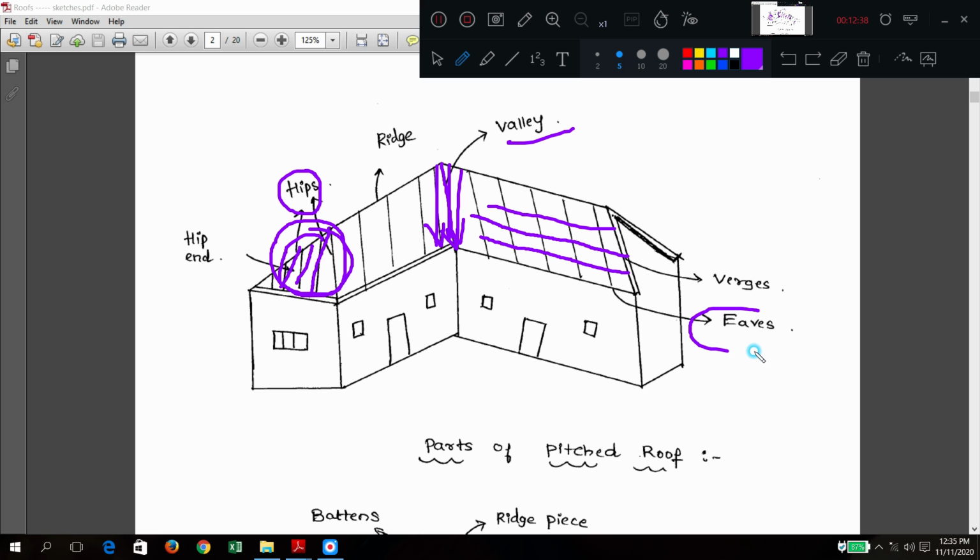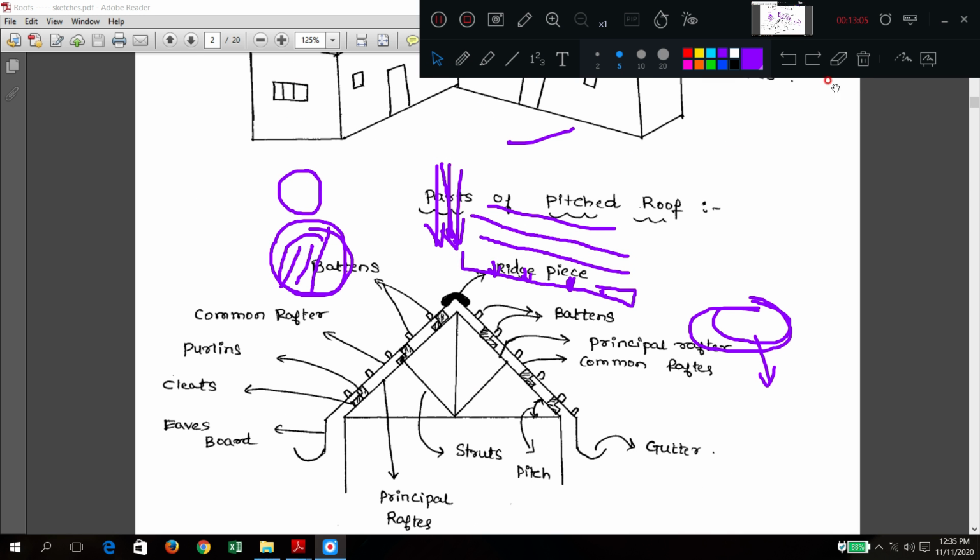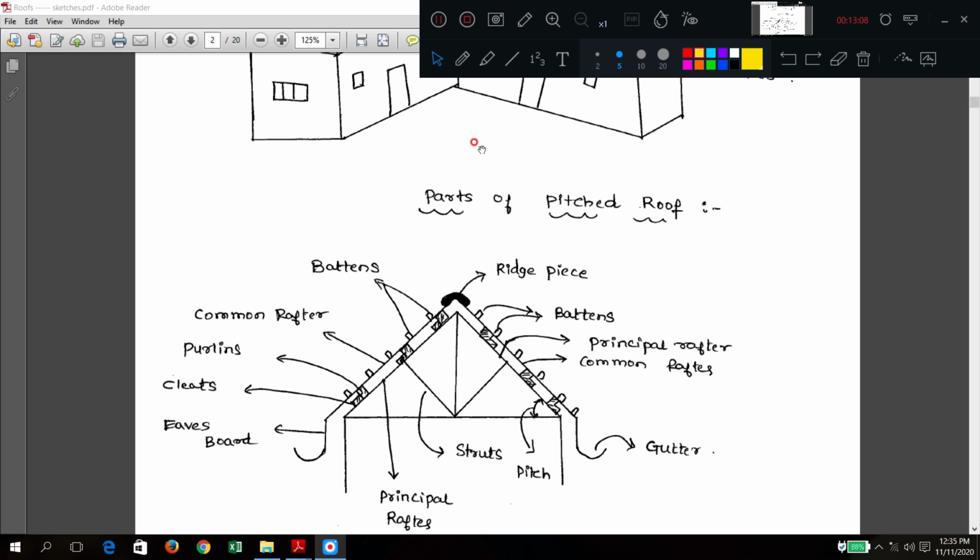Eaves board means sometimes you provide boards here like this, a little bit deeper boards. These are called eaves boards. We will show the detail in the next diagram; in this one diagram I am only trying to explain the terms. Wall plates will be shown here. Wall plates will come here; wall plates will hold the truss here.